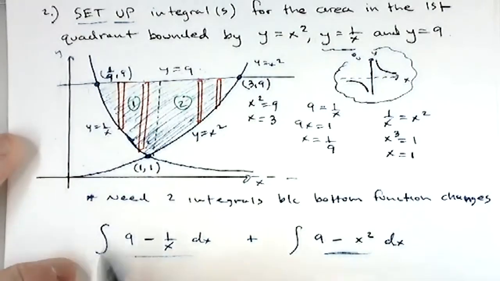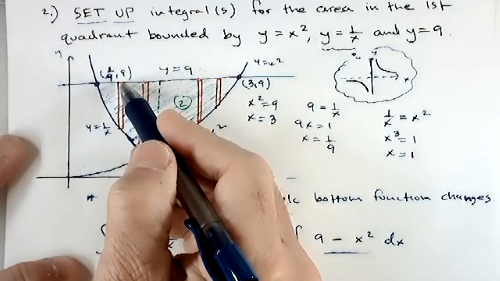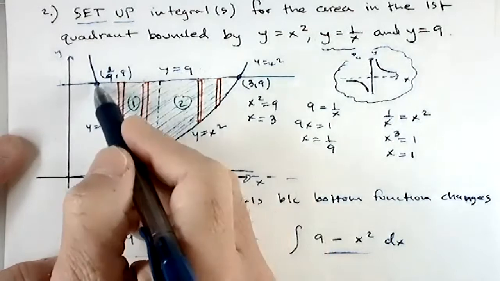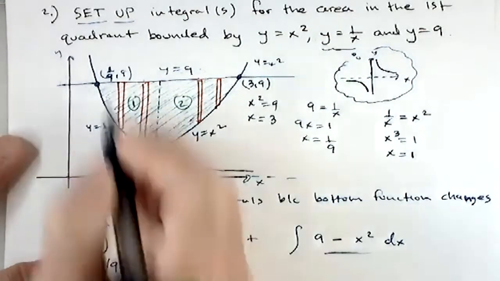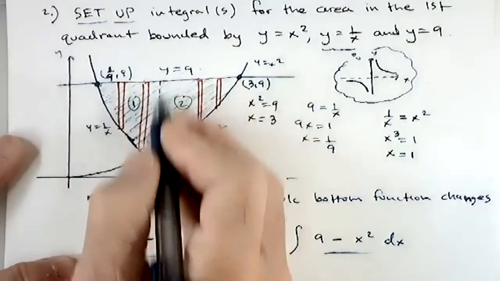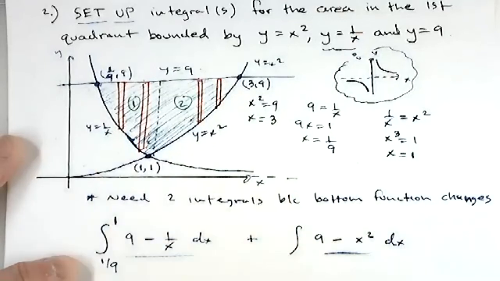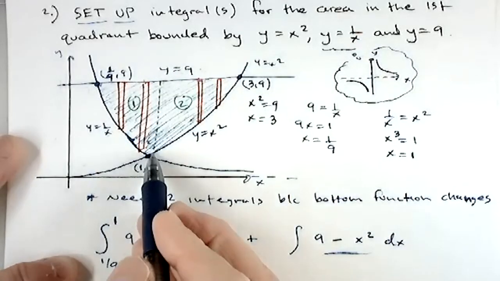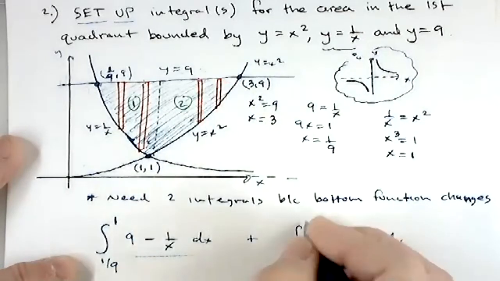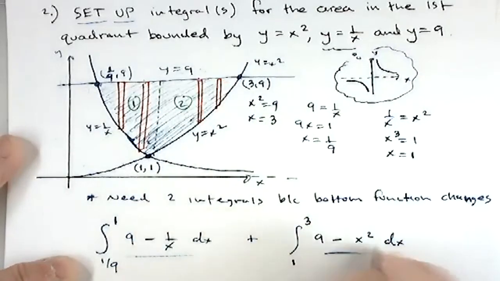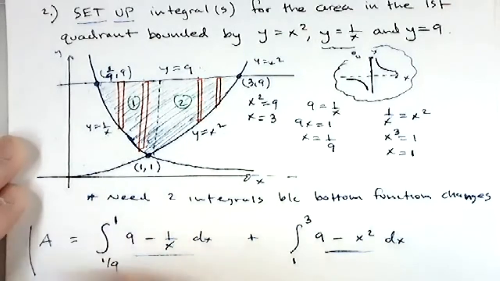So then this first integral, where my rectangles' heights are 9 minus 1 over x, I would want to count those for x between 1/9 and my very last rectangle where that would be true, which would be right at 1. And then from 1 to 3, this would be my formula for my rectangles' heights. And so this would be my answer for the area.